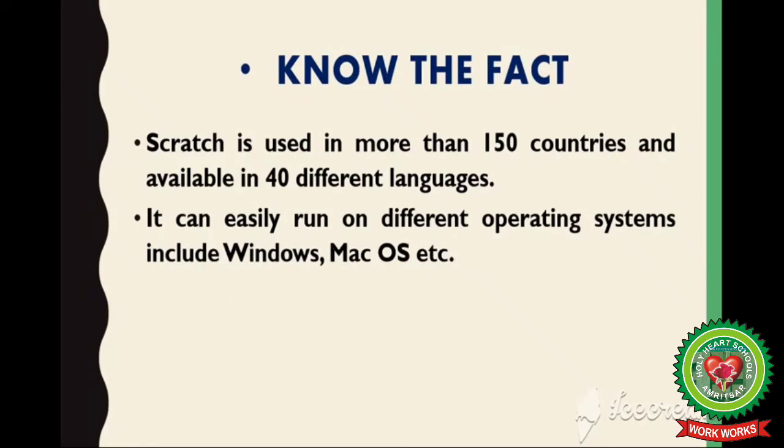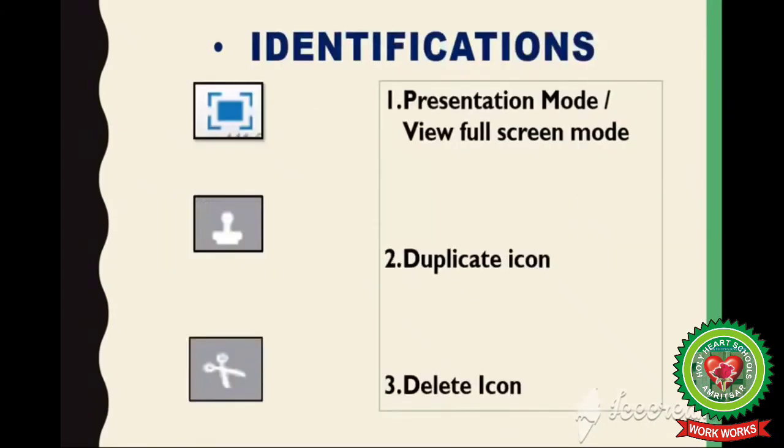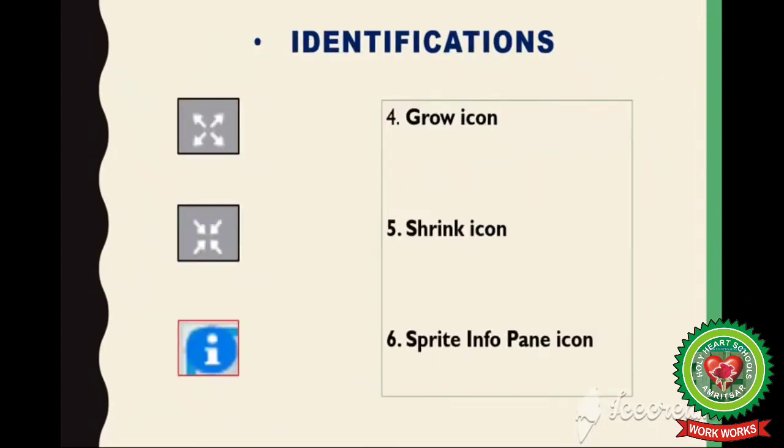Now let's go through some of the identifications related to the topic. First identification is presentation mode or view full screen mode. Second identification is duplicate icon. Third is delete icon. Fourth identification is grow icon. Fifth one is shrink icon. And the last identification is sprite info pane icon.